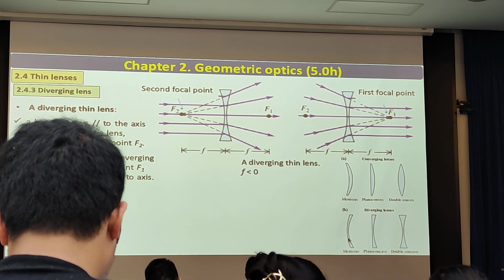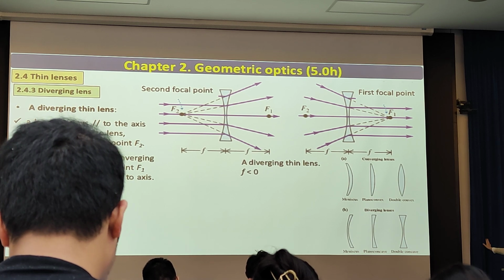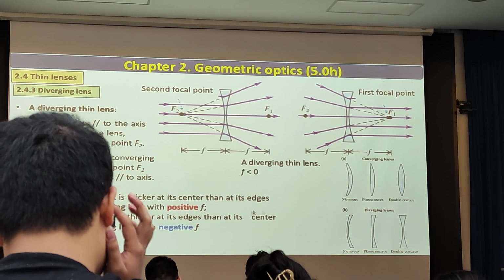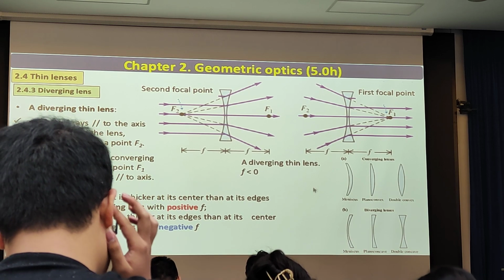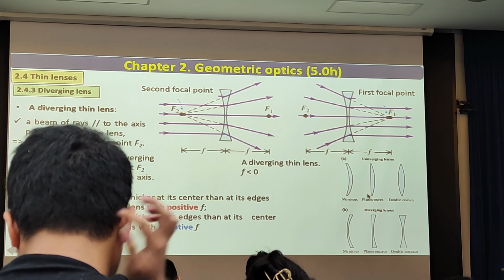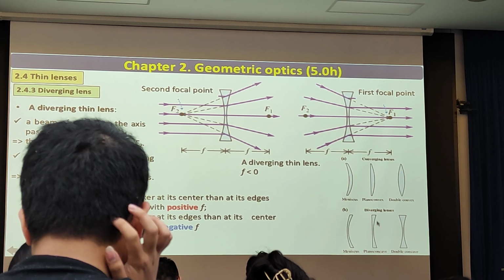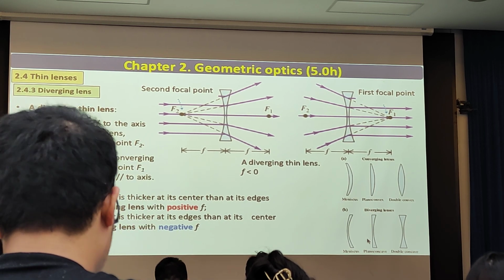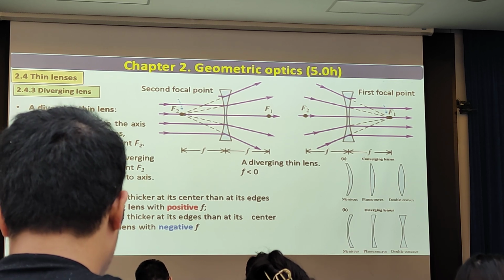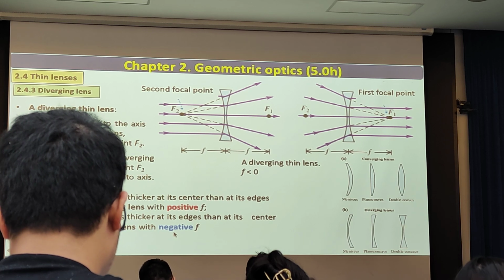Please don't make a mistake between the convex mirror and this thin lens. You can be confused between these two. Any lens that is thicker at the center than at its edge is a converging lens, with a positive focal length. Any lens that is thicker at its edge than at its center is a diverging lens, which has a negative F.